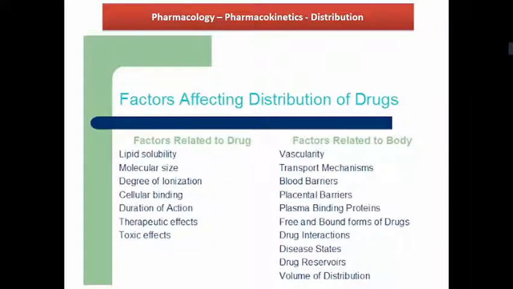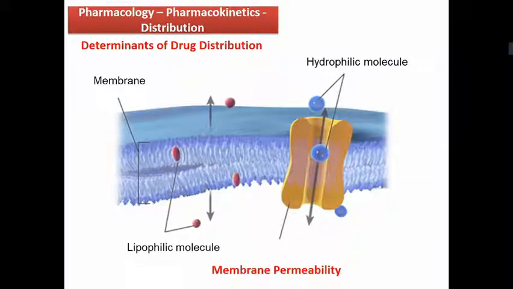For example, you have a diabetic patient, already a renal patient. There's already compromise in the renal function of the patient. And you are giving a drug that is eliminated through the kidney. So it will still be compromised. Then the presence of drug reservoir, and then of course volume of distribution. So those are the factors related to the body that has an influence in the distribution of drugs in our body. Okay, so what are the determinants of drug distribution?